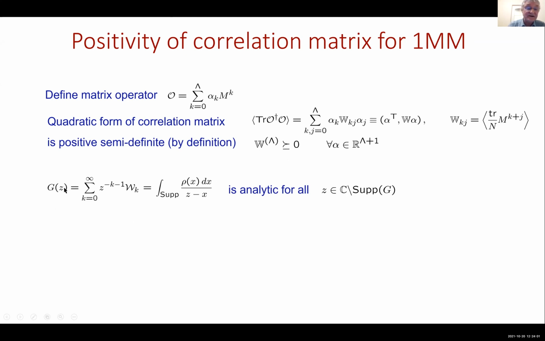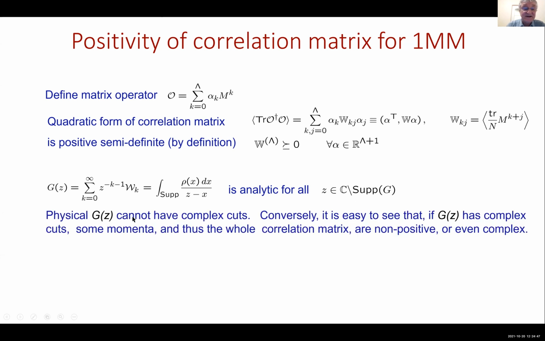Using the Hamburger problem solution, one can formulate the following theorem. One can observe that the resolvent G of Z, which is the sum over moments with powers of Z, is given in terms of this integral over the supports. And this is a function analytic everywhere in the Z plane, except on the supports of the eigenvalues, except on these cuts. Then the physical G of Z cannot have complex cuts because rho of X is positive definite. Yes, it's a real positive function for physical solutions.